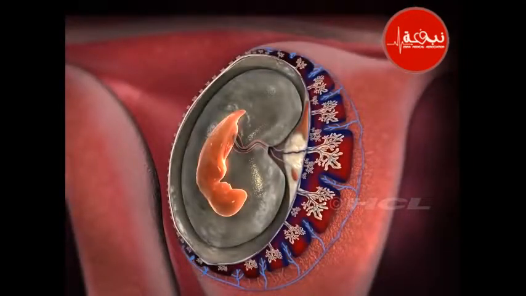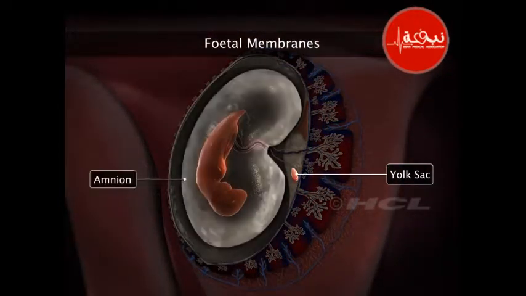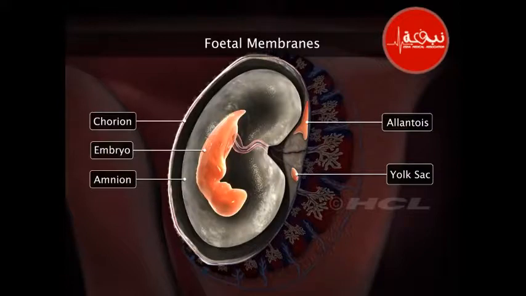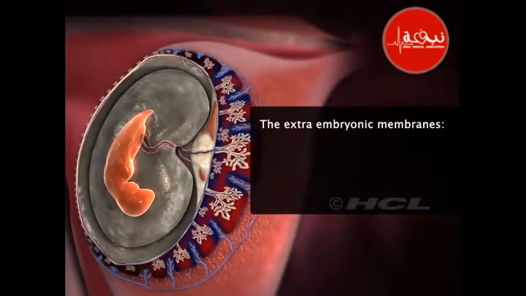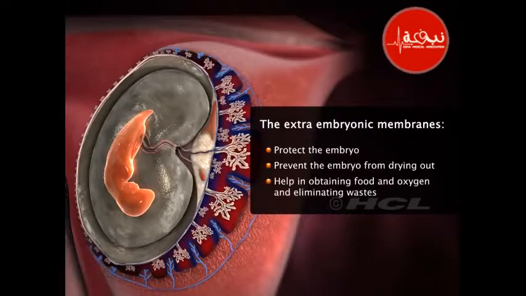The developing embryo is protected by fetal membranes. These are the yolk sac, amnion, chorion, and allantois. They are not a part of the embryo and are called extra-embryonic membranes. The extra-embryonic membranes protect the embryo, prevent it from drying out, and help in obtaining food and oxygen and eliminating wastes.